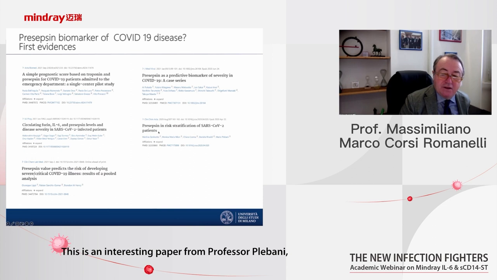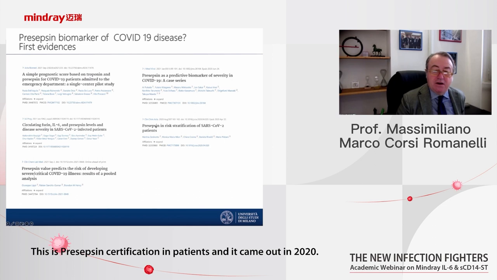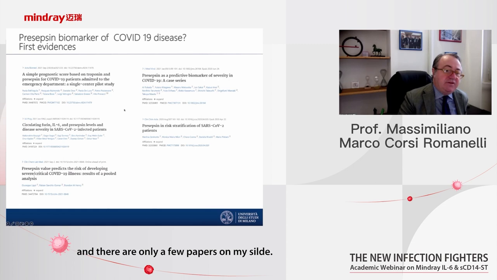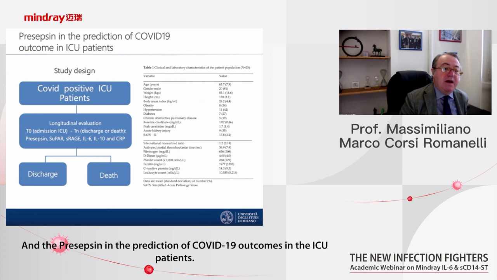This is an interesting paper from Professor Plebani, who is another speaker on this special day for Mindray, on presepsin in risk stratification of patients. This came out in Clinica Chimica Acta in 2020. And there is also another Italian group with Vito Procacci in Acta Biomedica. This is only a few papers, but only to show you what is happening. And presepsin in the prediction of COVID-19 outcome in ICU patients.